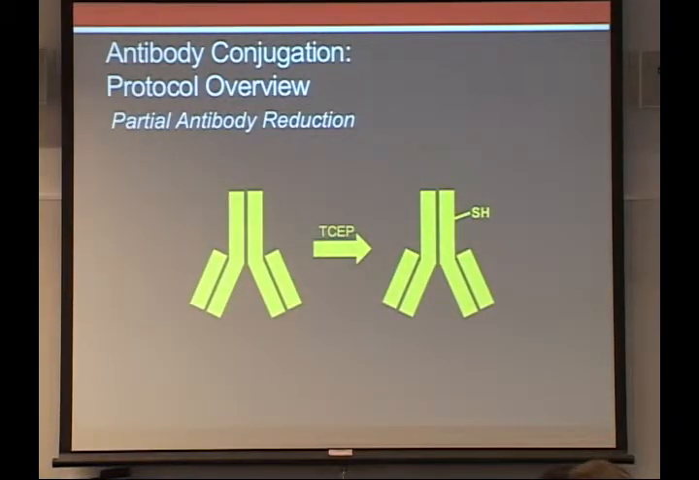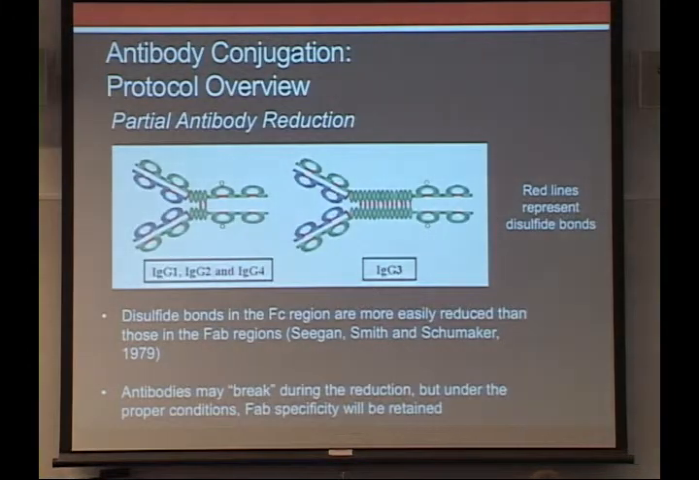Separately, but simultaneously, we will be taking our antibody and bringing it up into the R buffer, the reducing buffer, and adding a relatively dilute 4 micromolar concentration of TCEP, which is the mild reducing agent that I mentioned previously. The goal of this step is to partially reduce the antibody to expose the sulfhydryls in the Fc portion for derivatization. So let's take a look at what exactly is going on here.